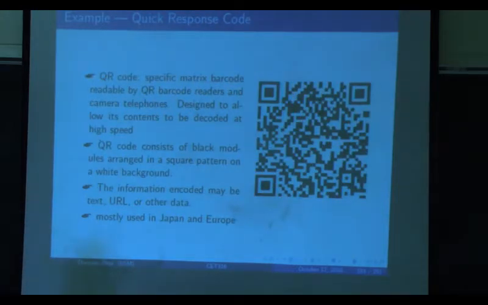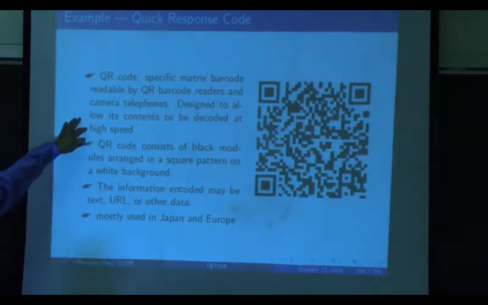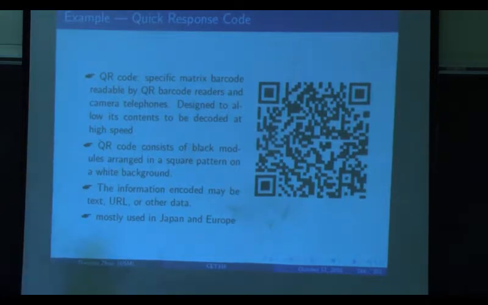The next one is a quick response code, QR code. That's very similar to the last matrix, but this one you can see there's a difference. Right? A specific matrix barcode readable by quick response, so the response frequency is supposed to be faster than that. Use barcode readers and camera telephones designed to allow its contents to be decoded at high speed.